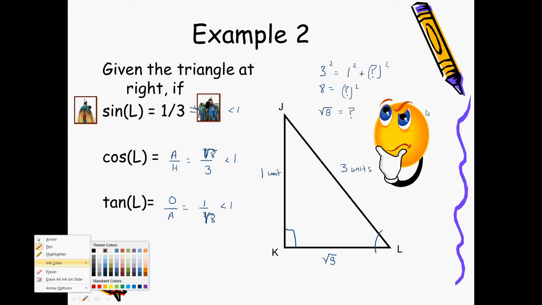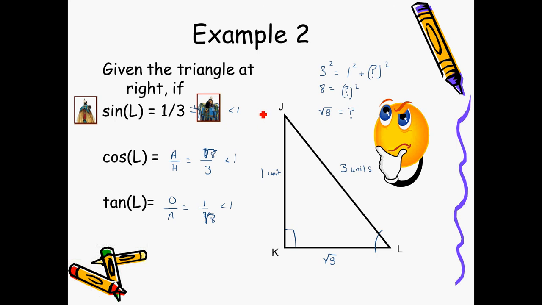Right, the reciprocal cosecant would be 3 over 1, or just 3. Secant of L would be 3 over root 8, and cotangent of L would be root 8 over 1.